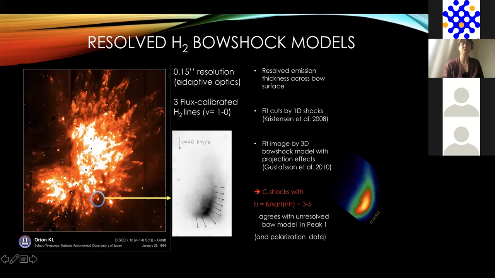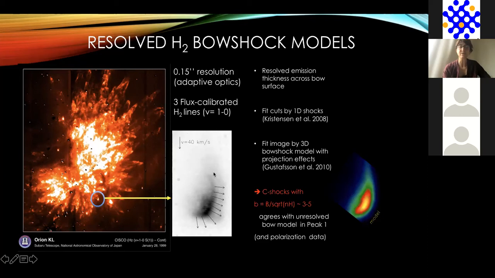Also, to illustrate the usefulness of the high angular resolution, what I showed you before is just a model where the whole bow shock is summed together. But what happens if you could resolve these bow shocks? So here I'm showing a zoom on one little bow shock, which was observed with adaptive optics from the ground with a 0.15 arc second resolution, which is pretty good. And also it was flux calibrated, which was also very useful.